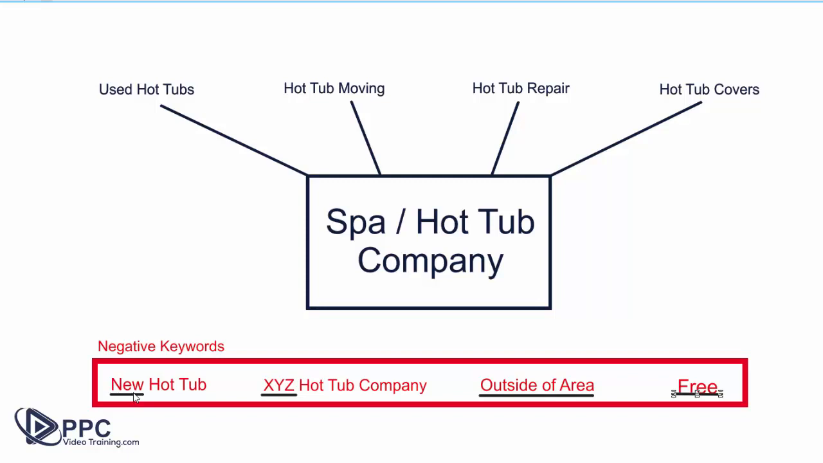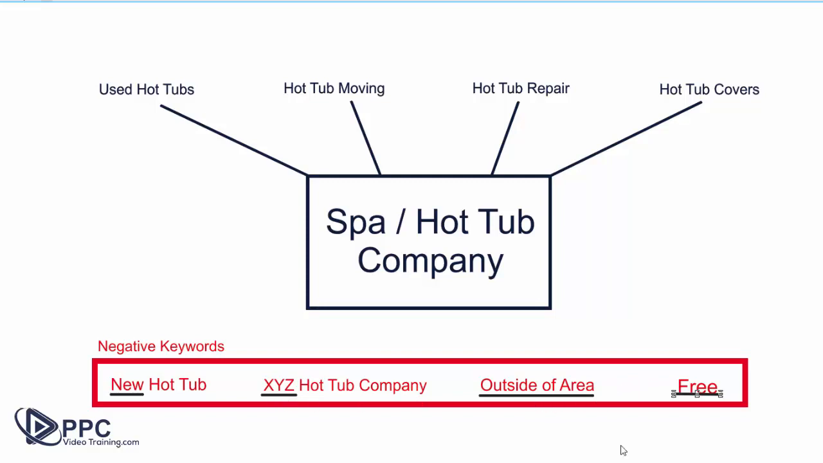We do not want our ad showing up when anybody types in the word new when it comes to hot tubs. XYZ, ABC, any of our other competitors' names, if we don't want it to show up, we would type our competitors' names into the negative keywords area.